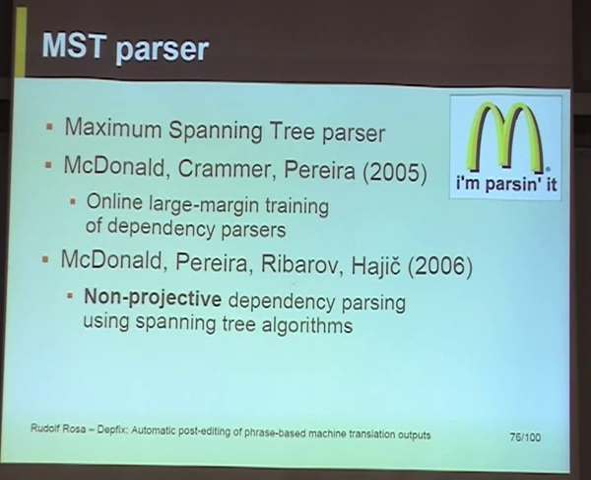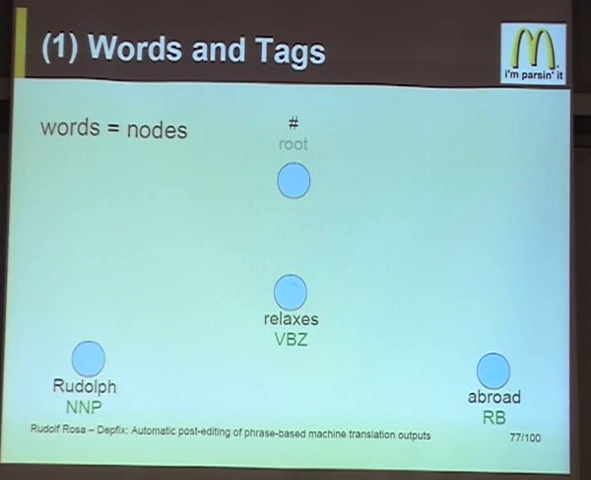We use the MST Parser, the maximum spanning tree parser by Ryan McDonald, and we use the non-projective version. So this paper is probably known to you. I will briefly show how MST Parser works, but only very briefly. So let's imagine that the sentence is Rudolph relaxes abroad. We already have the part of speech tags, and we want to get the dependency tree of such a sentence.